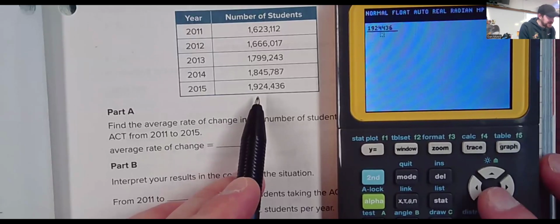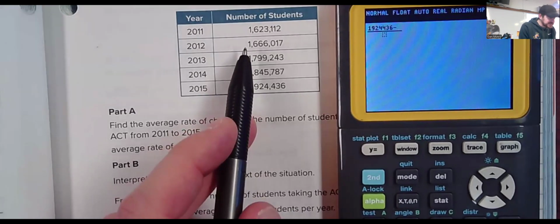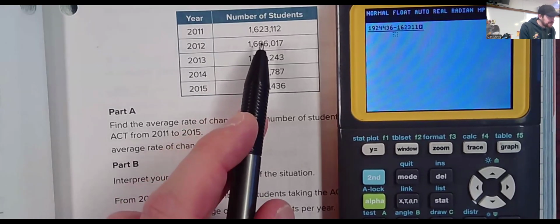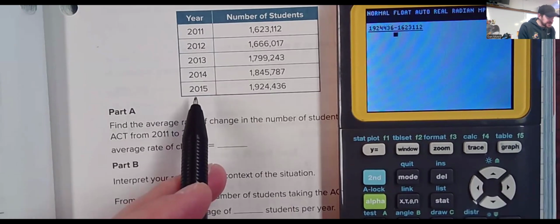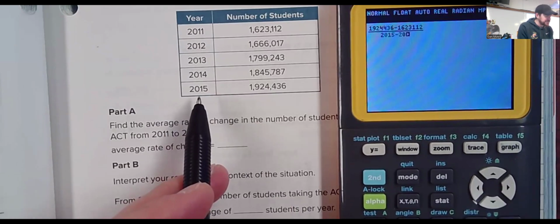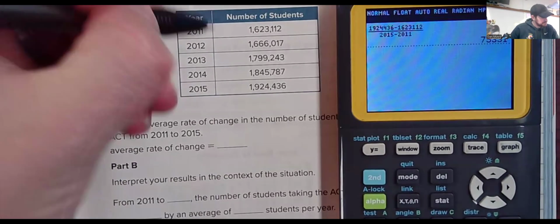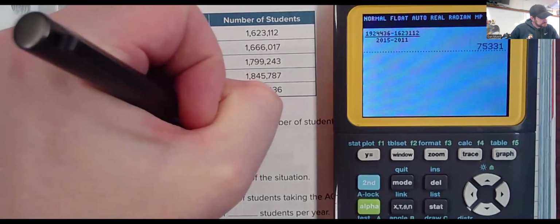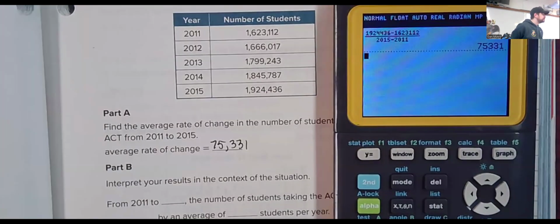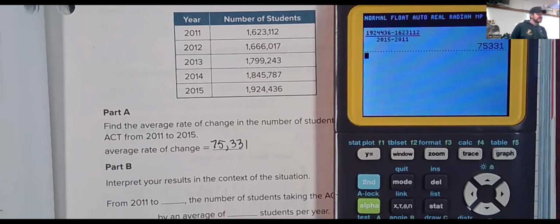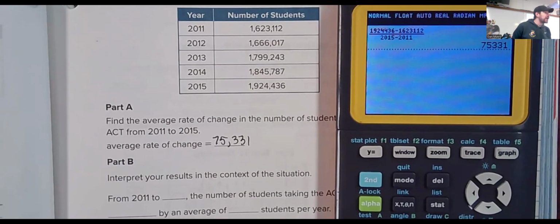And I'm going to type in 1,924,436. Just make sure the numbers are correct. Minus 1,623,112 over 2015 minus 2011, or if you just want to type in 4 for the denominator, that's fine too. But the answer is 75,331. There we go. So it wasn't increasing by the same amount every year, but on average, it was increasing by 75,331 people a year over those 4 years.